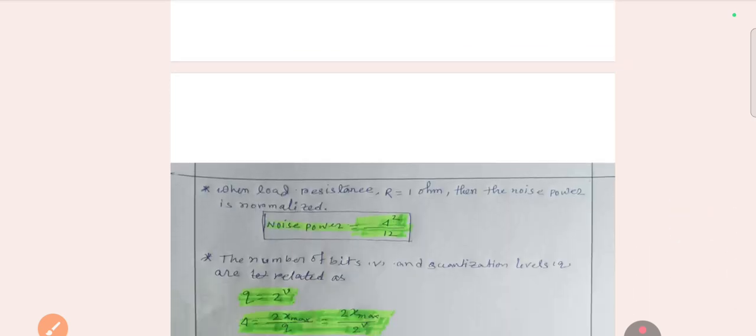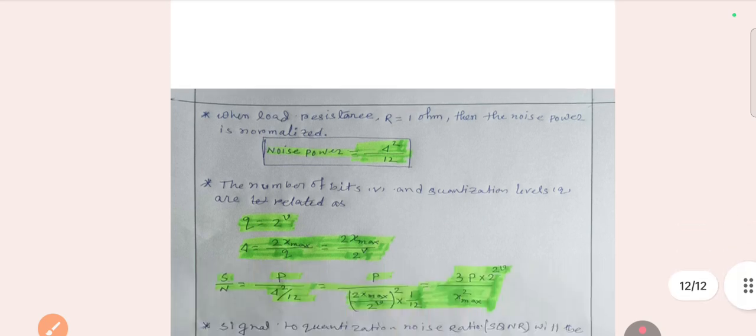When load resistance R equals 1 ohm, then the noise power is normalized. Noise power equals del square by 12. The number of bits is V and the quantization level is Q. Then they are related as Q equal to 2 to the power V. Del equals 2x max by Q, equals 2x max by 2 to the power V.